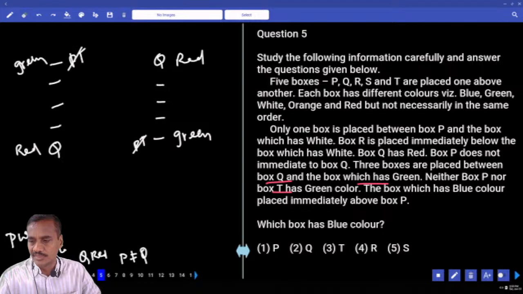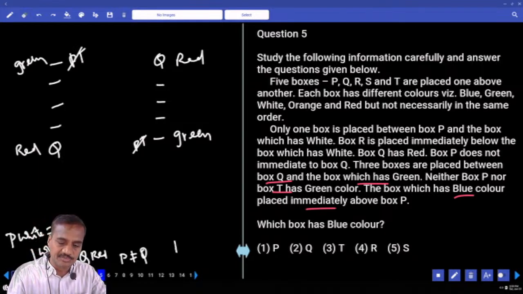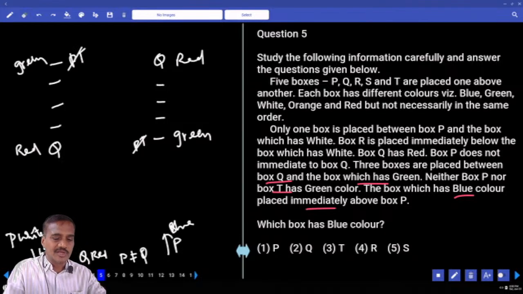Neither P nor the box which is blue is immediately above P. Immediately above P, the box that is blue color. Then now P and white.